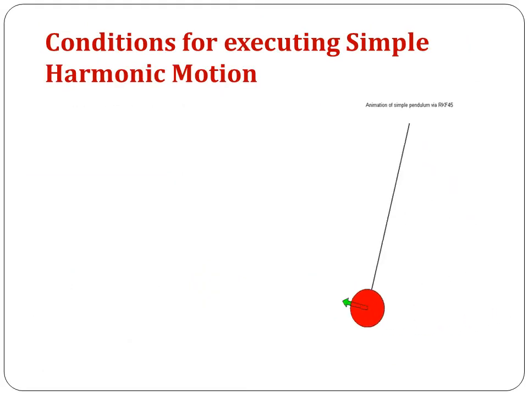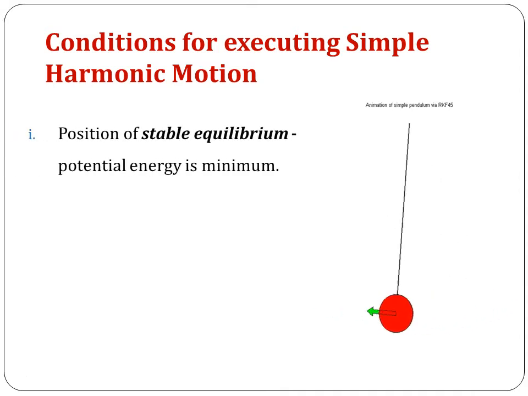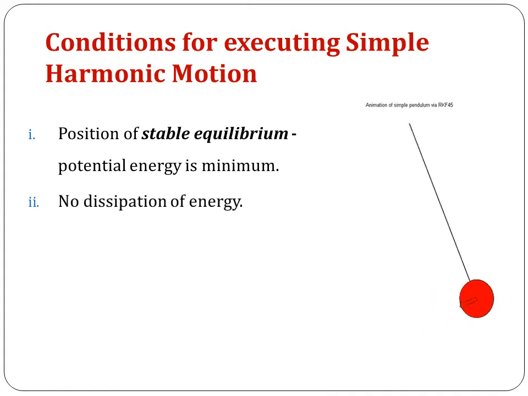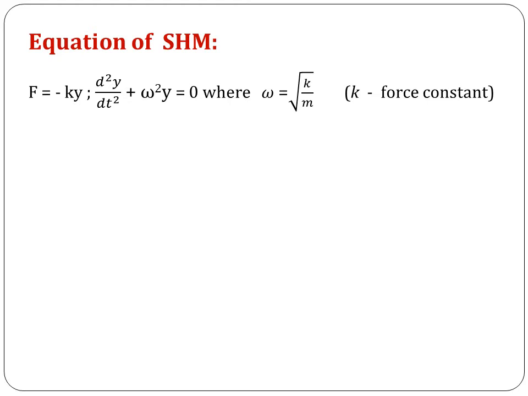Some of the conditions for executing simple harmonic motion are: the potential energy must be minimum at the position of stable equilibrium. There should be no dissipation of energy, and the acceleration A must be proportional to the displacement y and opposite in direction. As per the definition of a simple harmonic motion, the acceleration of the particle must be proportional to the displacement and should always be directed towards the mean position.